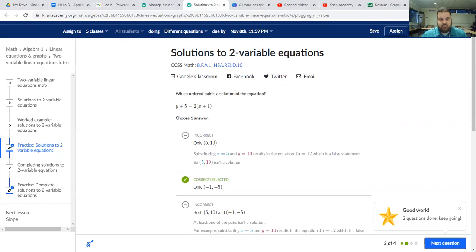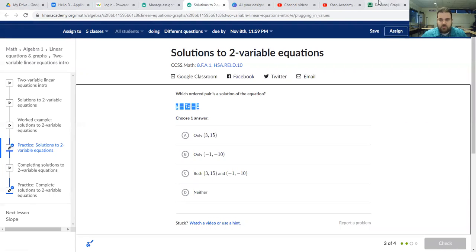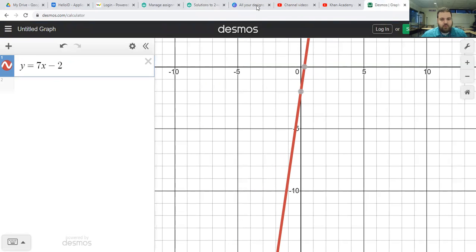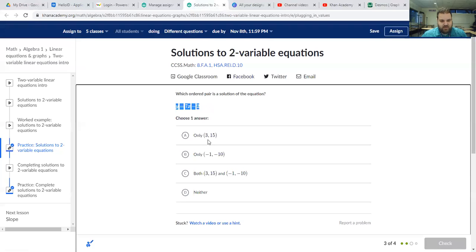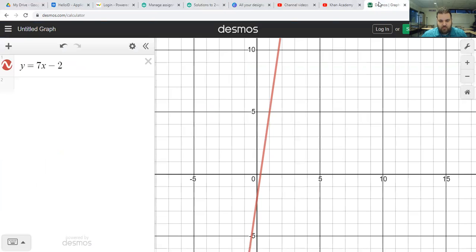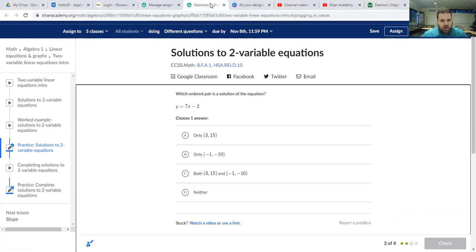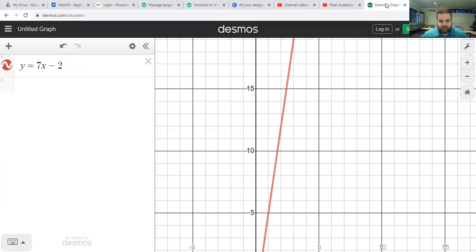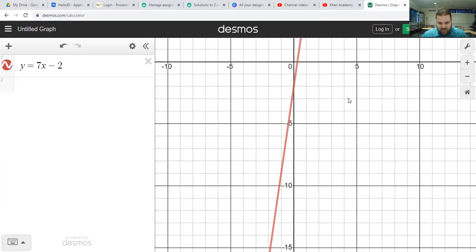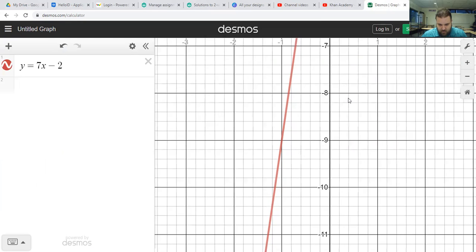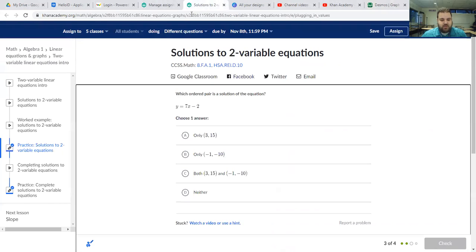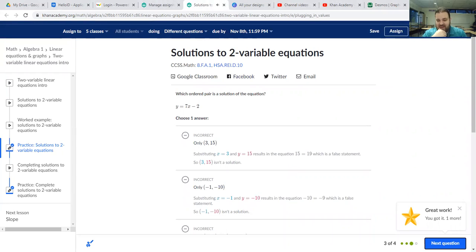Ready, set, time me. You guys ready? You time me? All right. Ready, set, go. Okay, so I'm just going to copy my equation. Y equals 7x minus 2. Perfect. And I want to test out (3, 15). So 3, does it go through 15? That's (3, 15) right there. So no to the first one. That's not a solution. (-1, -10). (-1, -10). That does not look to be a solution. And I can zoom in some more if I wanted. It does not go through there. So my answer is neither. No algebra needed on that one. I just use my handy dandy calculator.